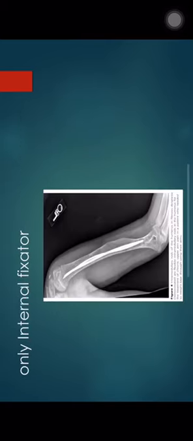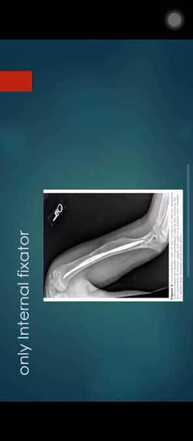First, curettage and bone grafting. Asymptomatic patients, most commonly seen in monostotic fibrous dysplasia, can be treated with curettage and bone grafting with or without internal fixators, depending upon the bone quality to be treated.